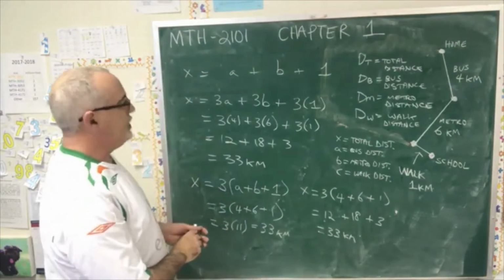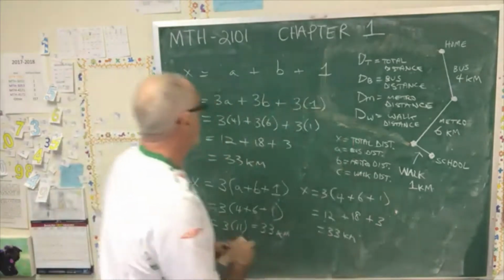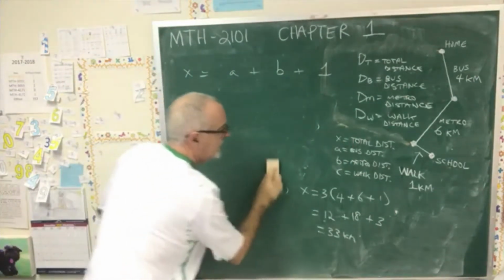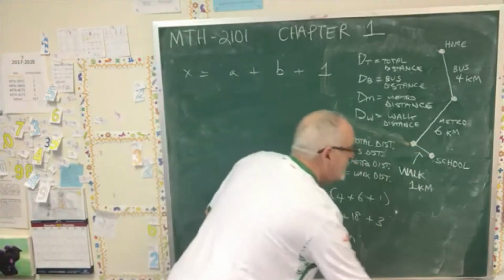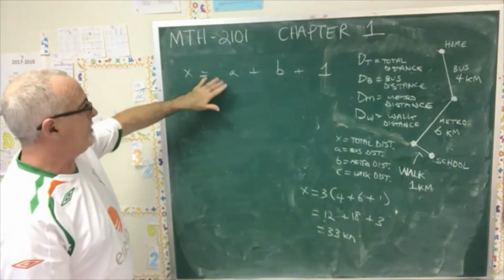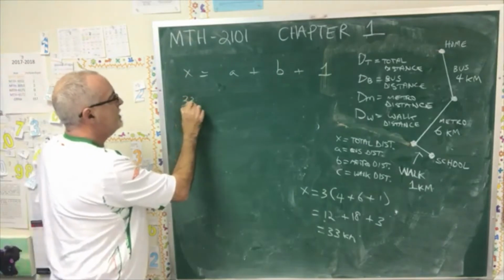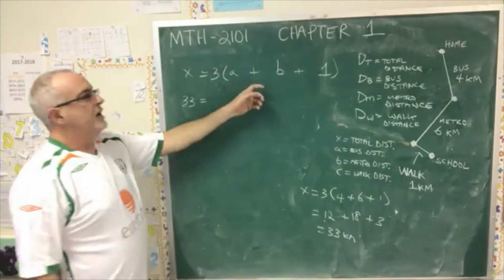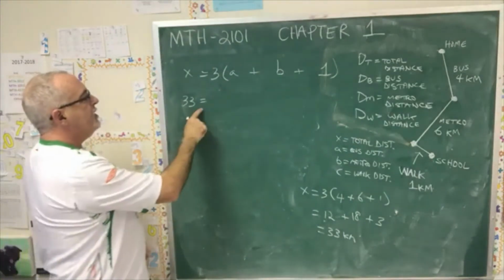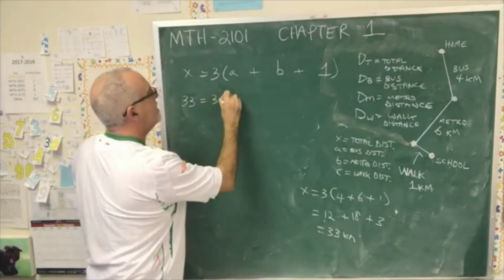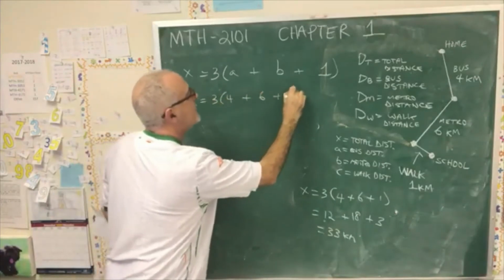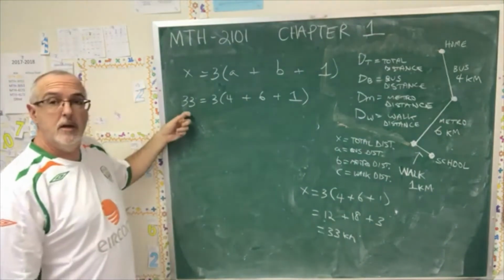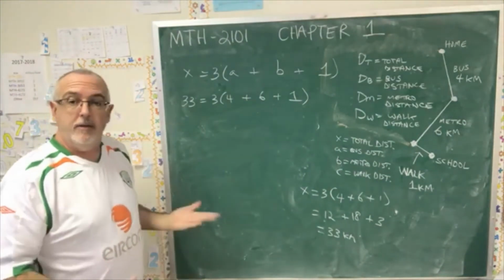How about a verification? Let's do a verification now. I'll take this answer and I'll plug it in. 33 should be equal to, I'm using this version of the equation right now, 33 should be equal to 3 times 4 plus 6 plus 1. It's not very different from what I was already doing, except that I know the answer. So I've calculated the answer and I want to verify it.